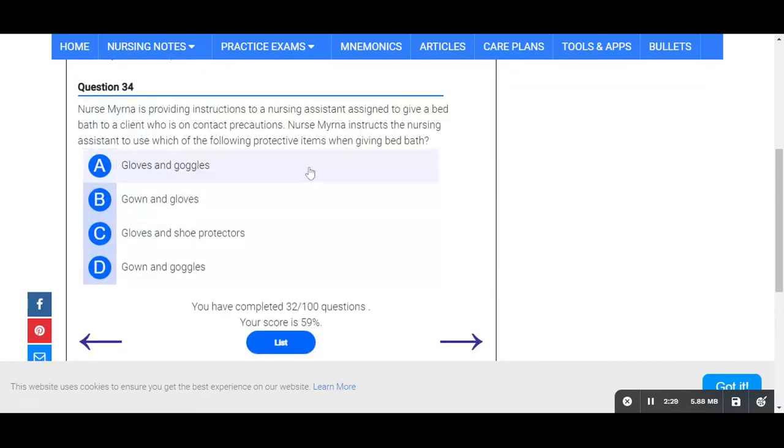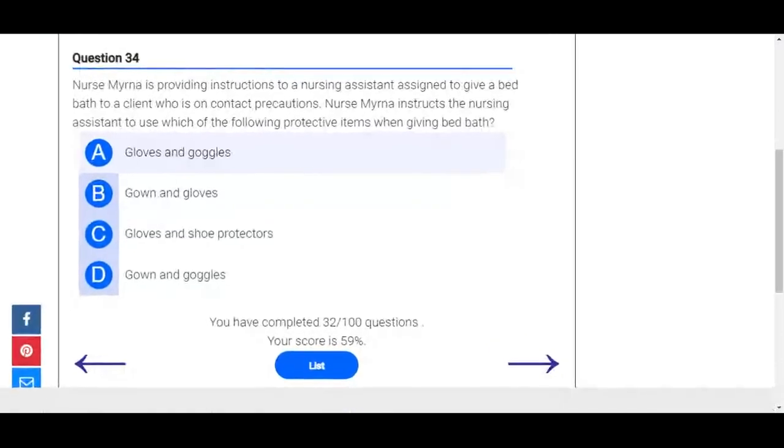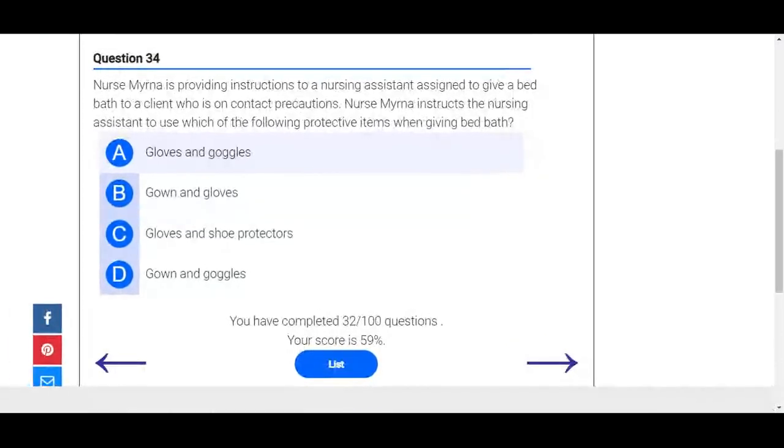Next question. Nurse Myrna is providing instructions to a nursing assistant assigned to give a bed bath to a client who is in contact precautions. Nurse Myrna instructs the nursing assistant to use which of the following protective items when giving bed bath? Gloves and goggles, gown and gloves, gloves and shoe protectors, gown and goggles. Remember, the one who is in contact precautions is the client. So gloves is the most important thing here.